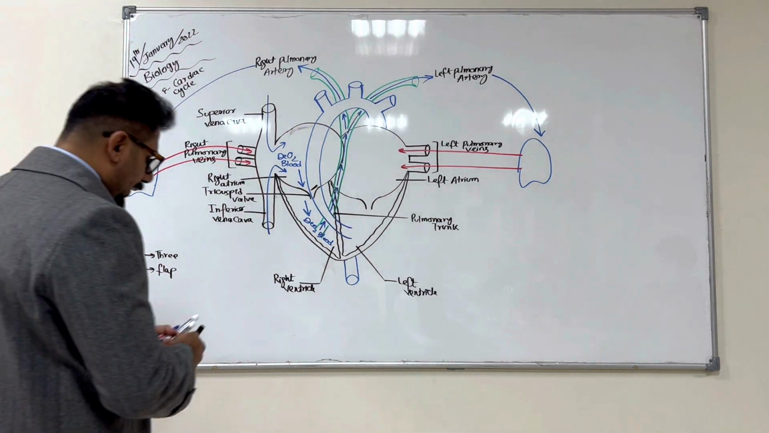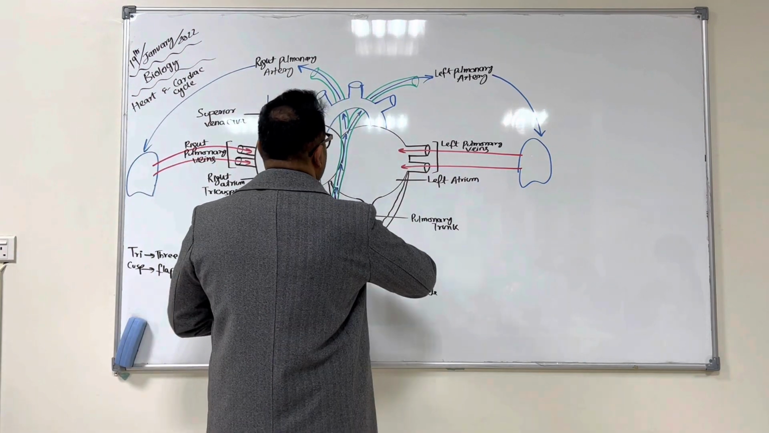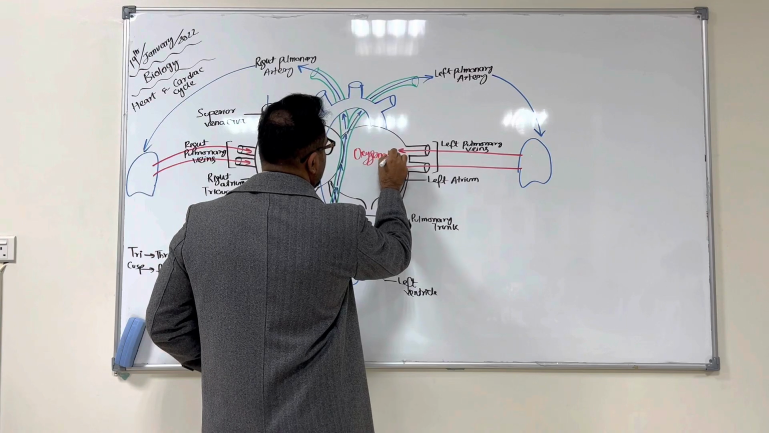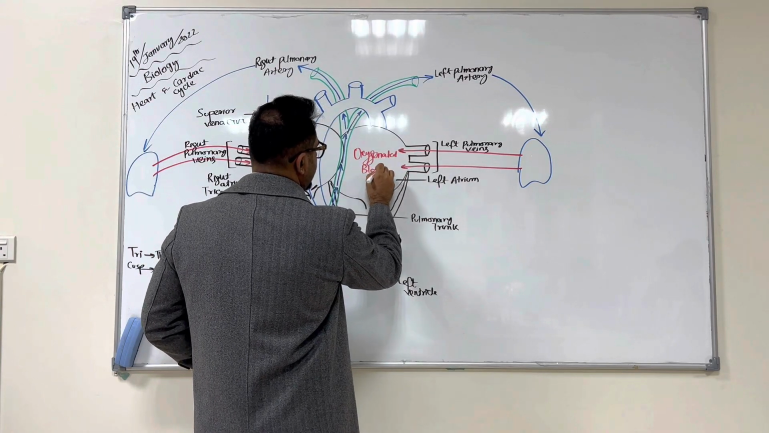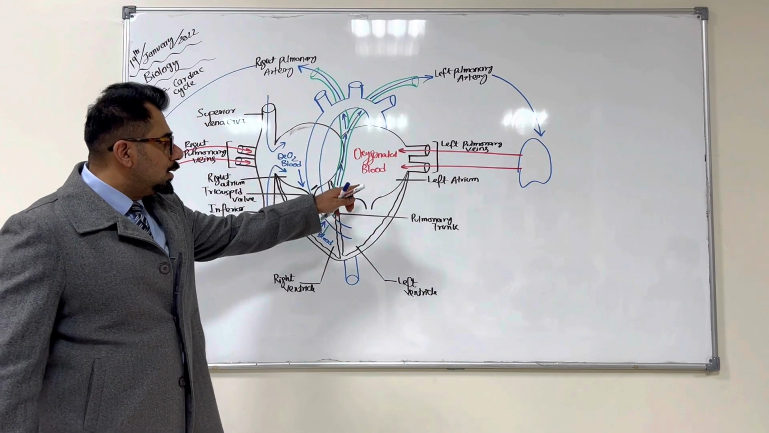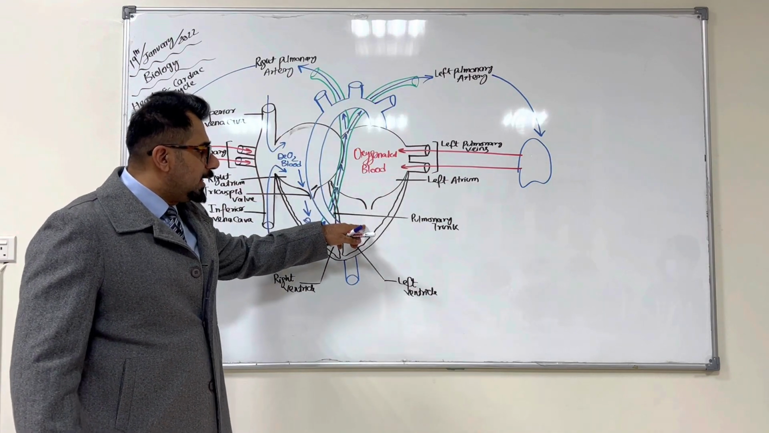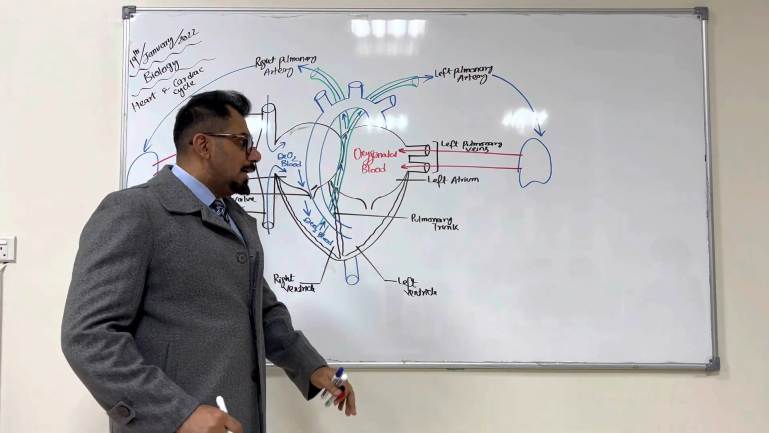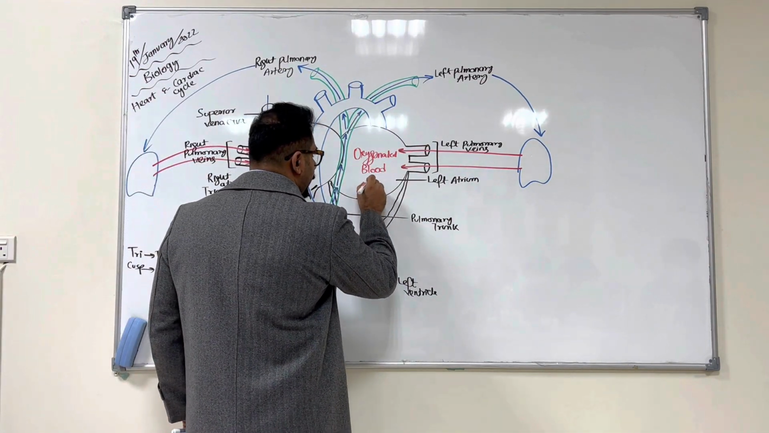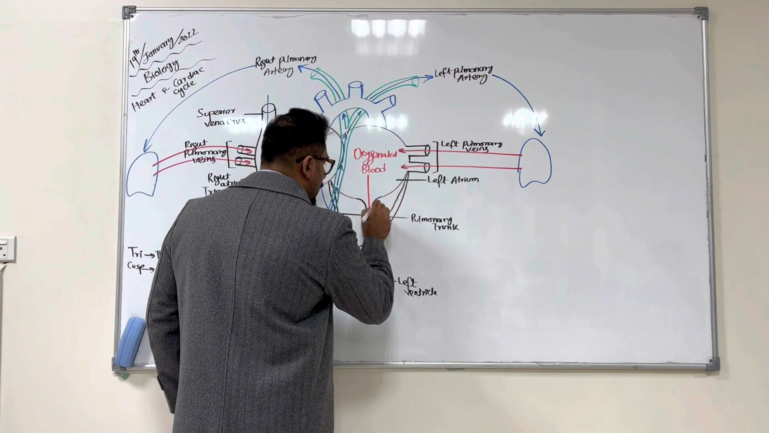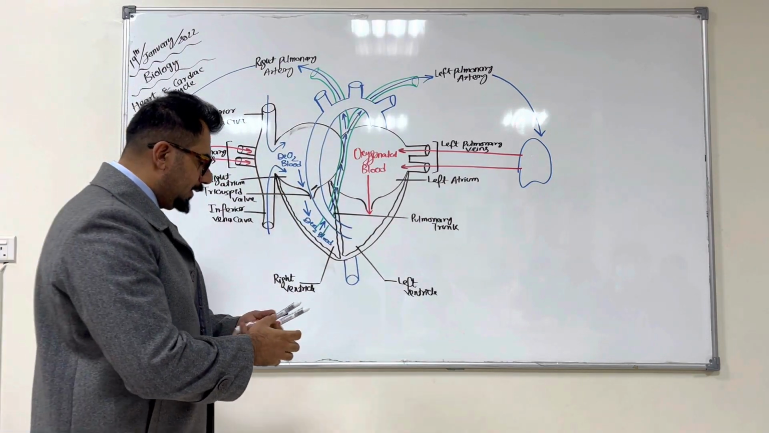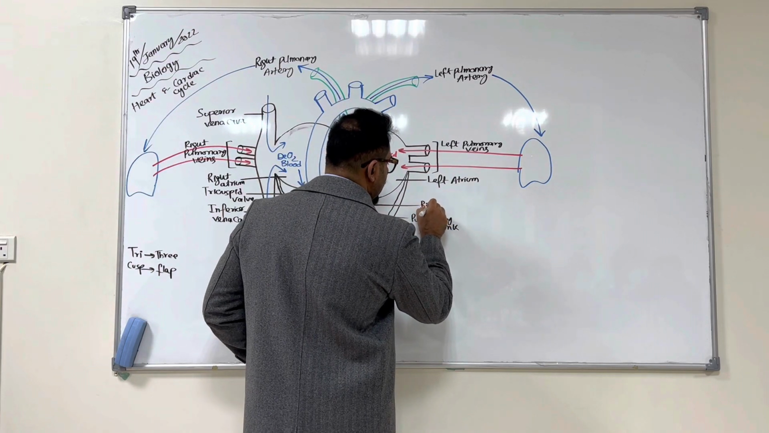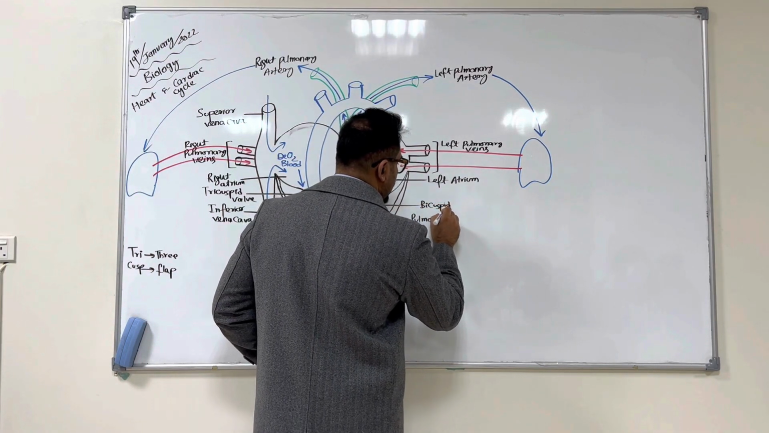Next thing, now that the oxygenated blood has reached the left atrium, how the blood enters from the left atrium to the left ventricle, I will explain during the cardiac cycle. Then the oxygenated blood passes through this valve, and this valve is called the bicuspid valve.